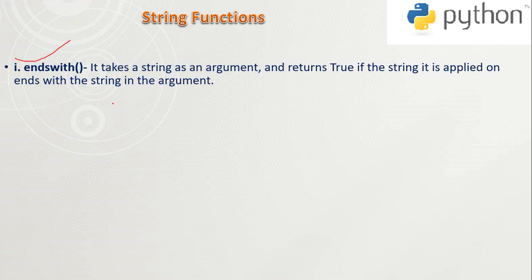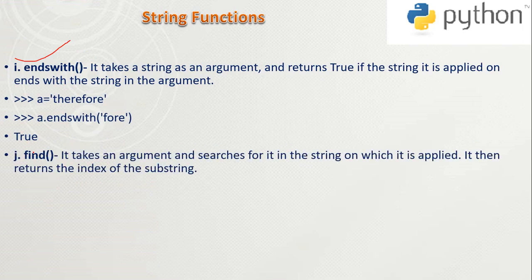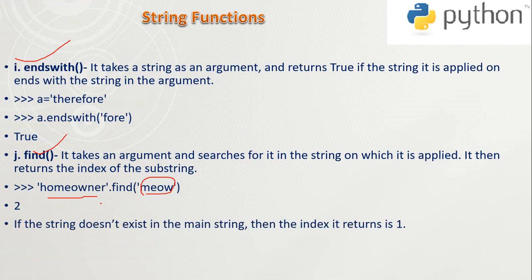To check whether the string is ending with a particular suffix, such as S or K, I should use the endswith function. Now, to search for a string argument in a given string, we should use the find method. It takes an argument and searches for it in the string. Here it is searching for this string in the original string. It occurs at index 0, 1, 2, so it starts at 2. That's why it is printing 2 here. If the string does not exist in the main string, then the index it returns is minus 1, meaning it does not exist.